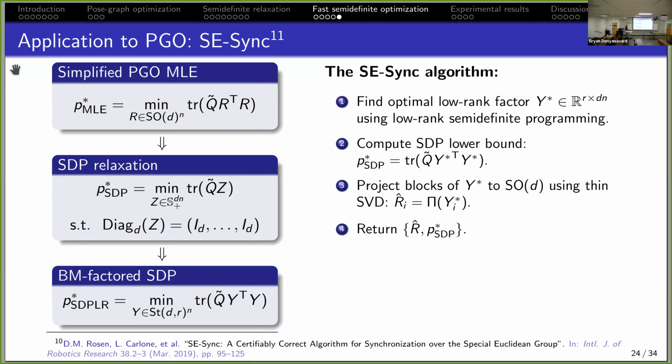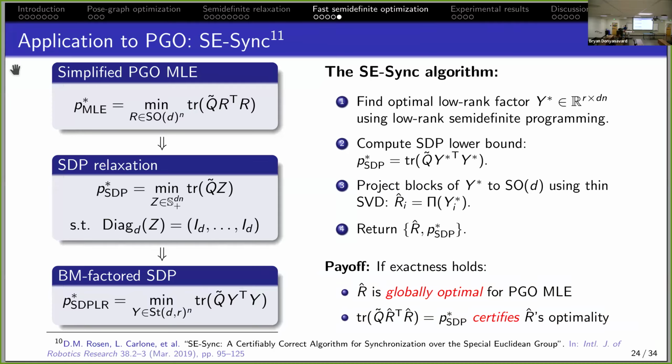And so ultimately, what that process will give me is an estimate for my optimal vector of rotations, together with a lower bound on the optimal value of my original mapping or state estimation problem. If you look back at all the theory that we did to arrive at this, it's fairly easy to show that if my SDP relaxation is exact, then this vector of rotations that I get is going to be globally optimal for my original PGO problem.